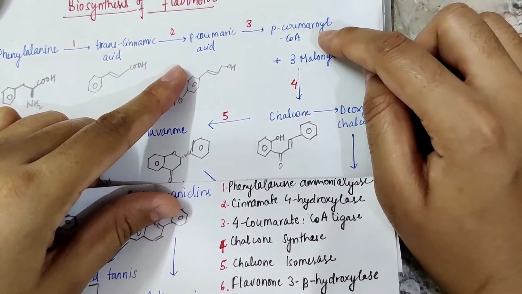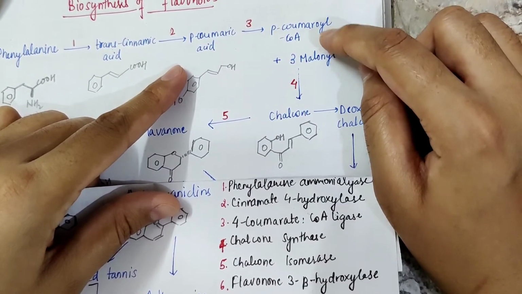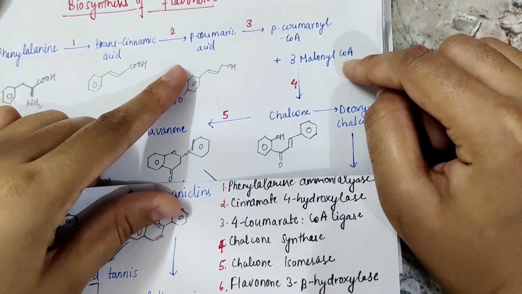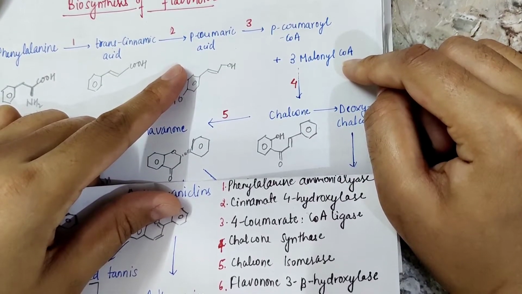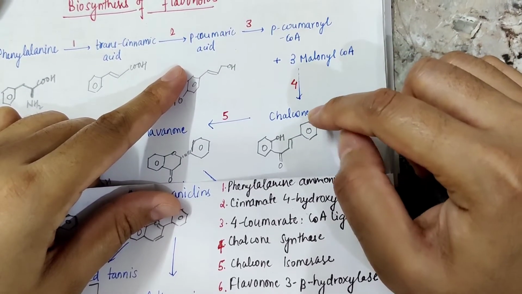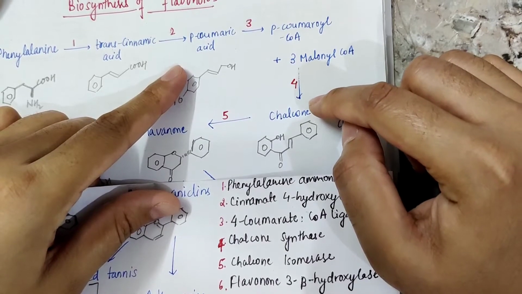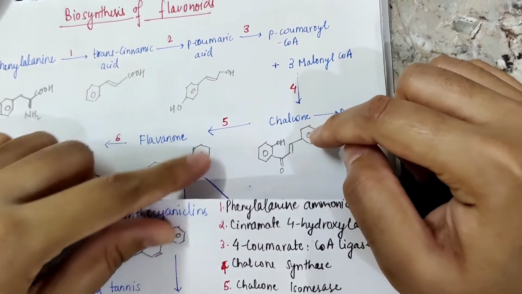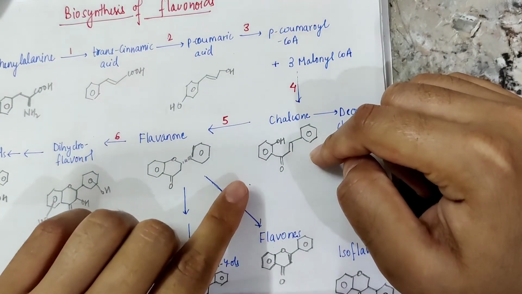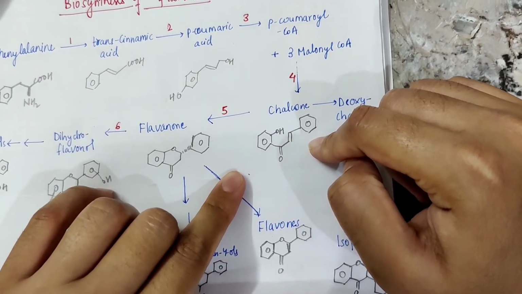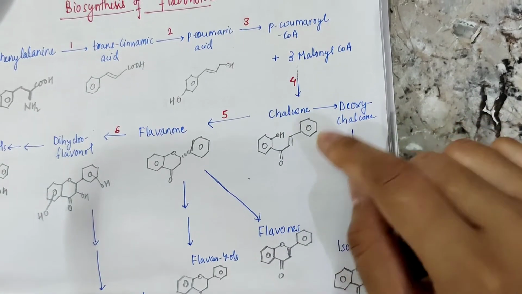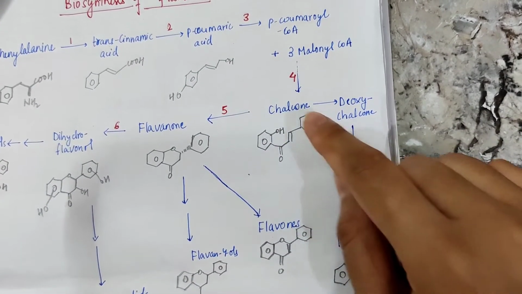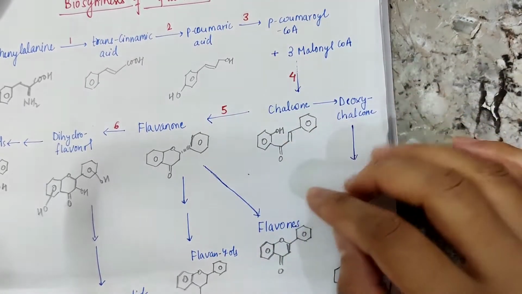So this para-coumaroyl coenzyme A, along with 3 molecules of malonyl coenzyme A, and in the presence of enzyme chalcone synthase, gives us chalcone. Chalcone has this kind of structure. This we have already discussed in our previous class. Now this chalcone is one of the flavonoids, and this chalcone only provides us different flavonoids.